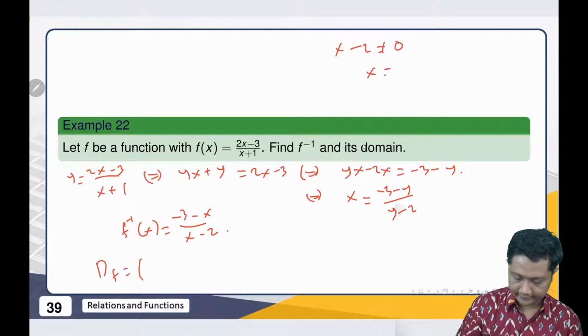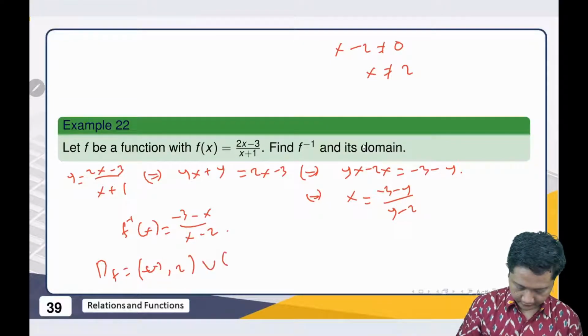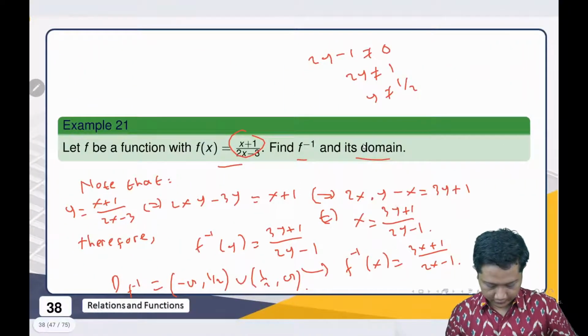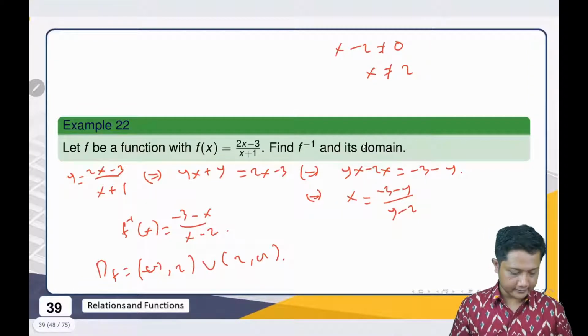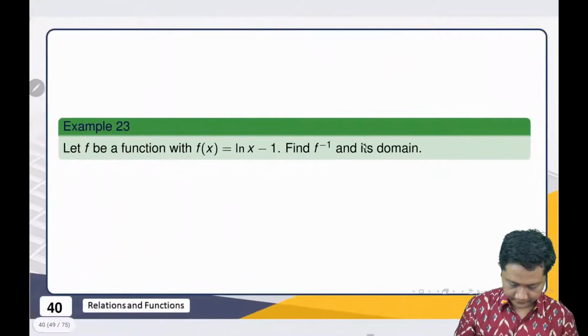That means x is not equal to 2. So we have this one, minus infinity to 2, then union 2 to infinity. Okay, so hopefully that's clear enough on how to find an inverse of a function.